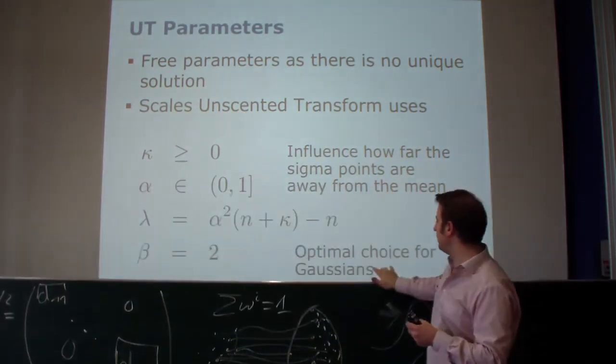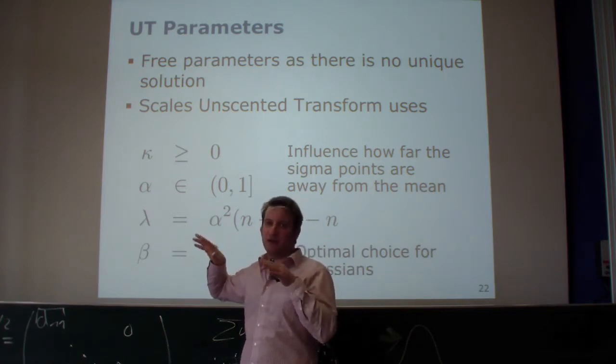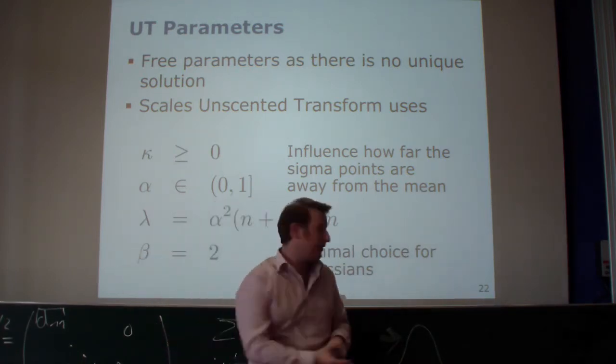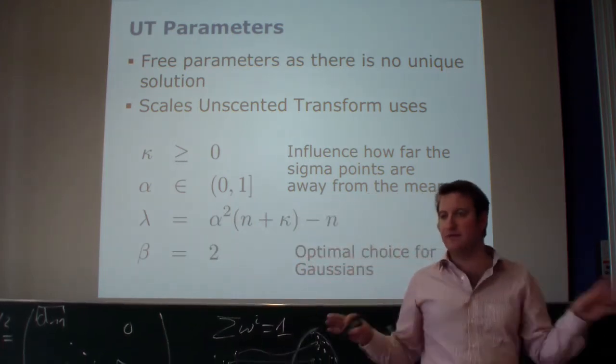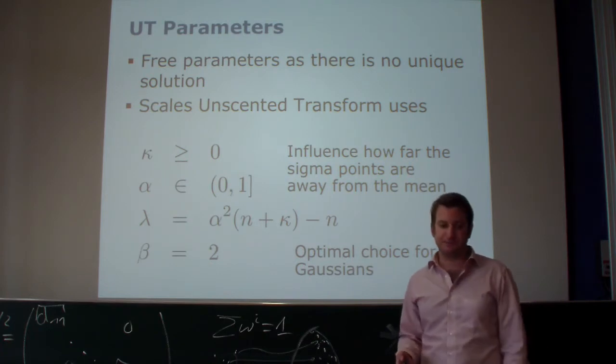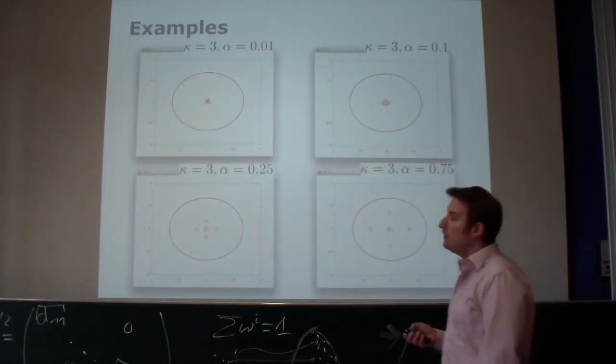And depending on what your underlying distribution is, if you have background knowledge about it, you can optimize those parameters, especially the parameter beta. But for a Gaussian, it's 2, and if you don't have any further information, one good heuristic is to set beta to 2.